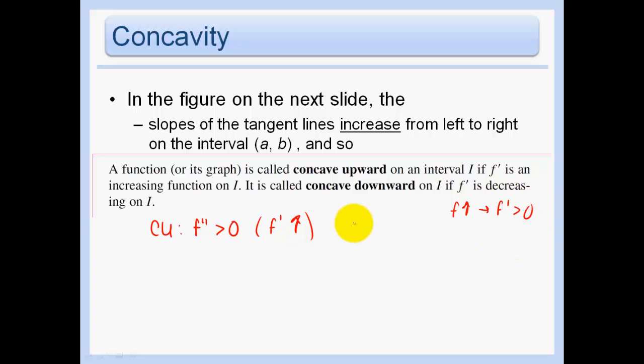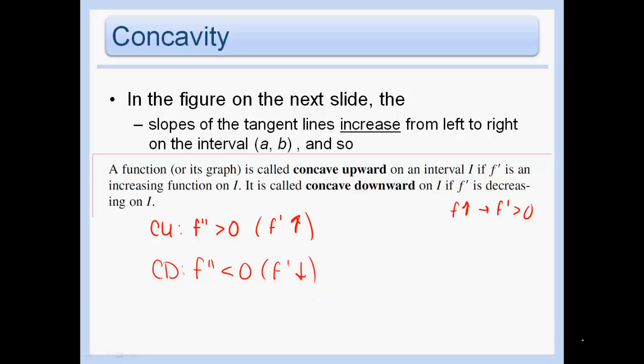So here, I kind of went backwards. I said, if the second derivative is positive, then the derivative must be increasing. I went backwards from what I had here. Concave down means that the rate of change is negative.